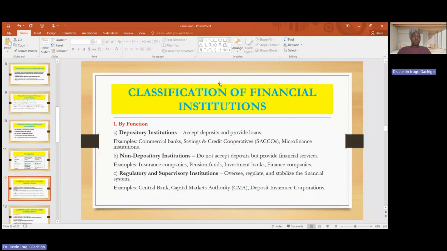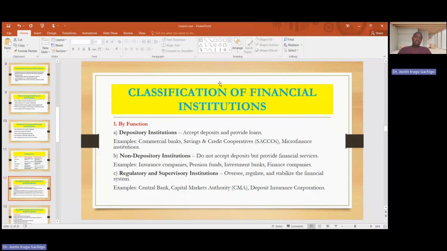Then we have non-depository institutions, and this one do not accept the deposit but provide financial services. Example, you have insurance company, pension funds, investment banks, and financial companies. So non-deposit, they do not accept the deposit, but they provide financial services. For example, if you look at the insurance companies, you buy insurance products, pension fund, they normally provide the pension services. Investment bank, they normally provide the investment advisory services, and other financial companies.